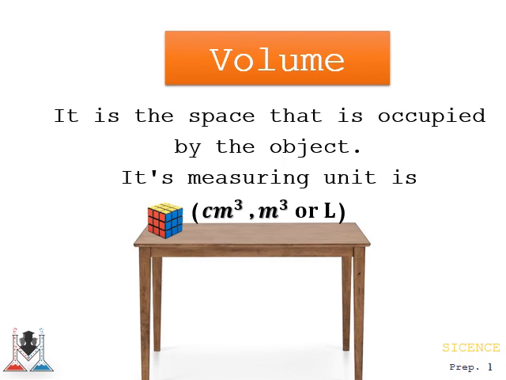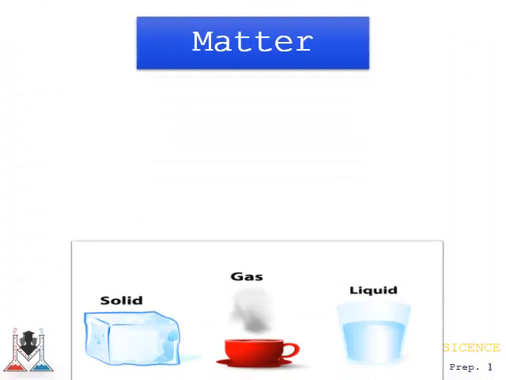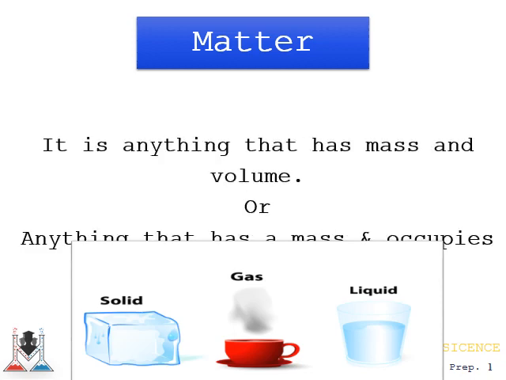So this cube has mass, and if you hold it in your hand, you will feel it's heavy, so it has also mass. Anything that has mass and volume is called matter. So matter is anything that has mass and volume, or you can say it's anything that has a mass and occupies a space.